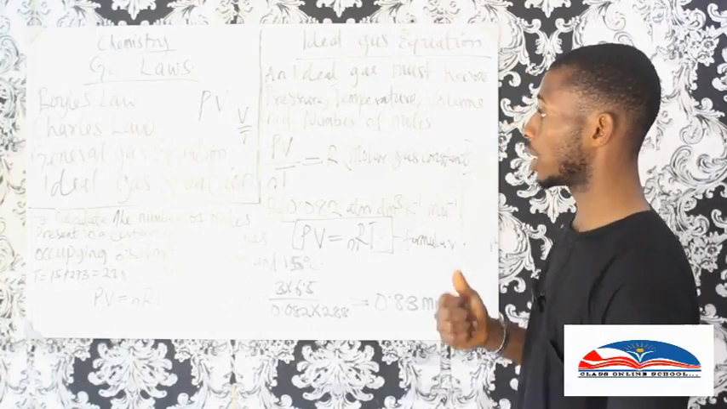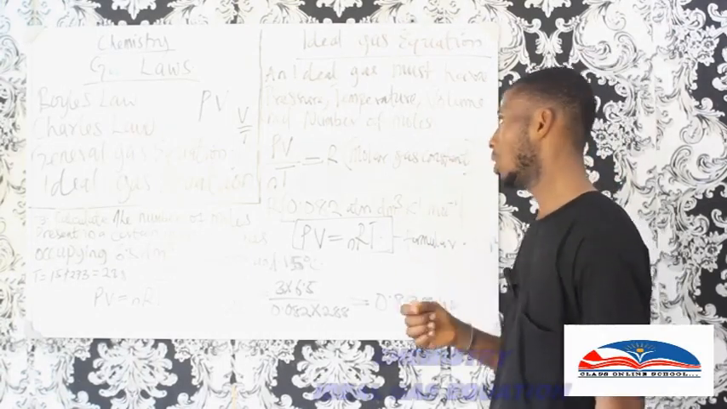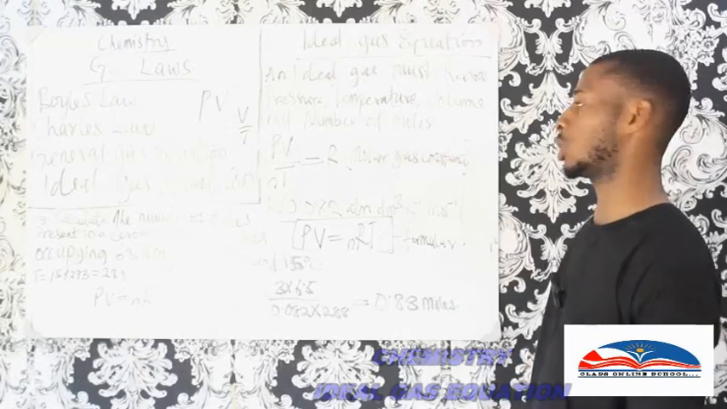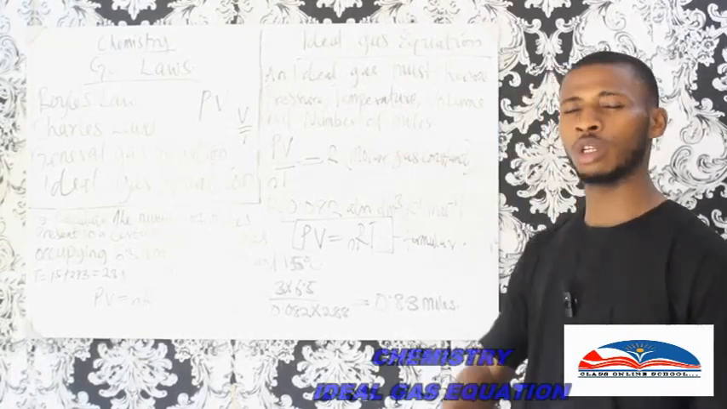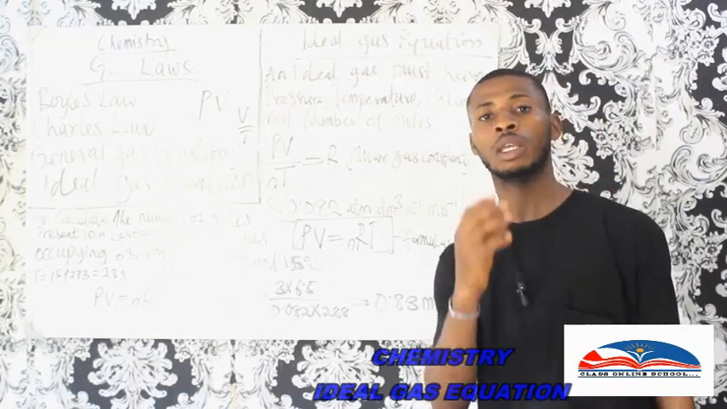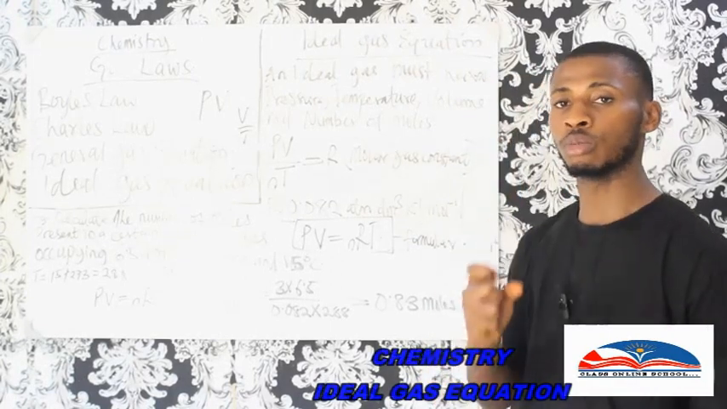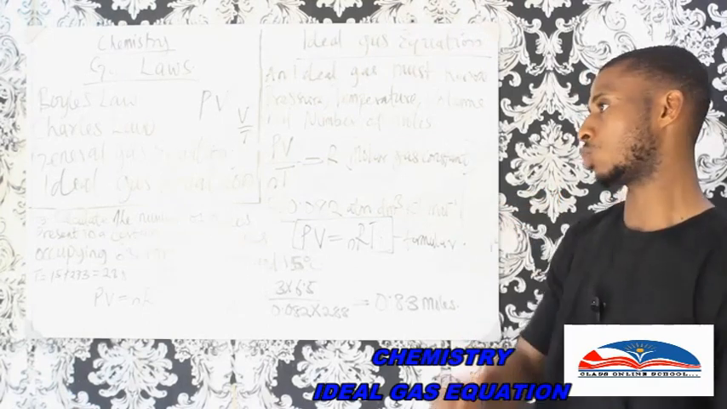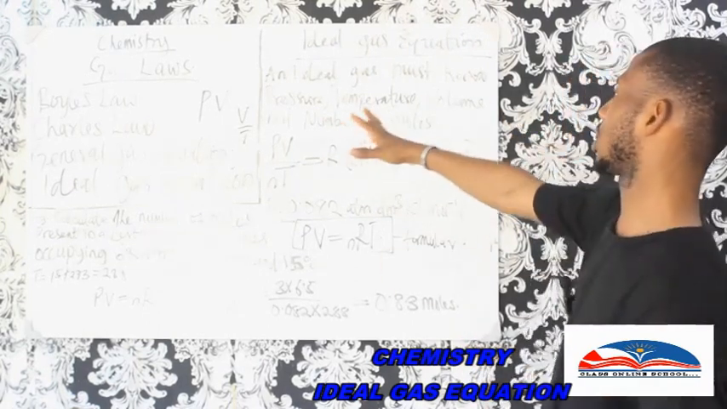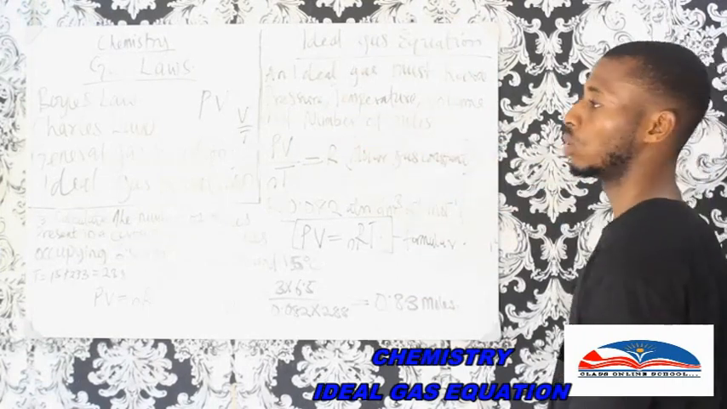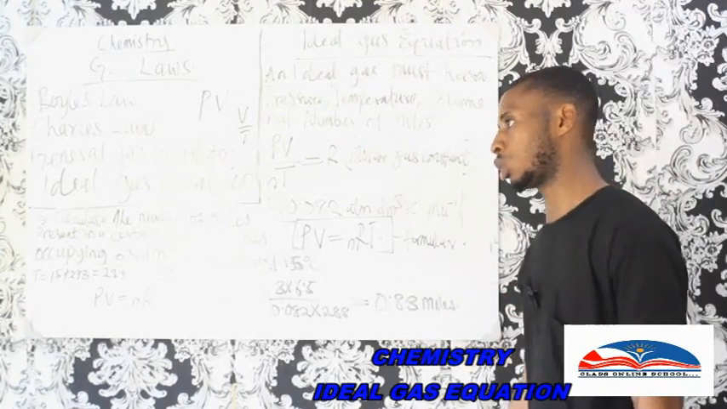Let's look at the ideal gas equation. Like I told you, an ideal gas equation must have pressure, volume, temperature, and the number of moles to make the constant. So an ideal gas must have pressure, temperature, volume, and number of moles for it to be an ideal gas equation.